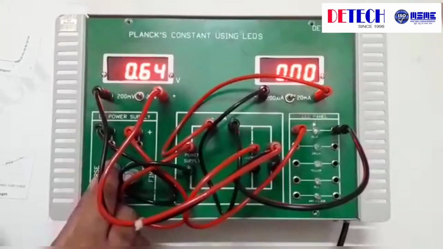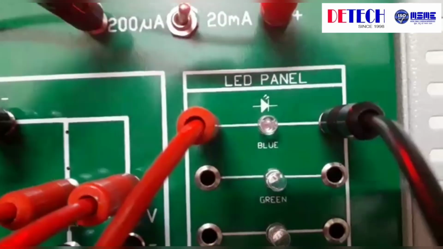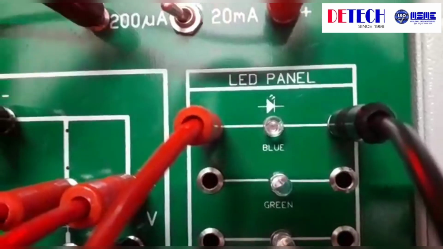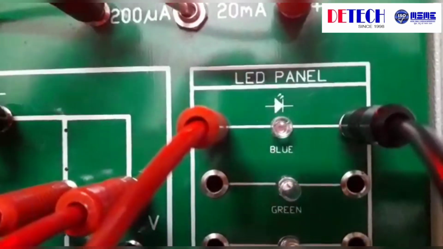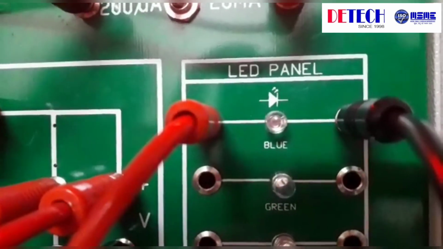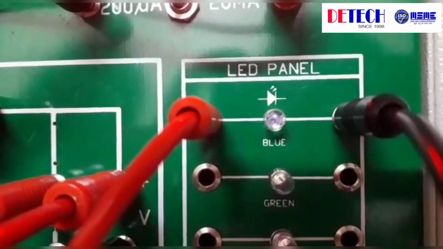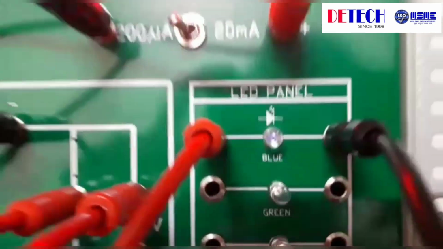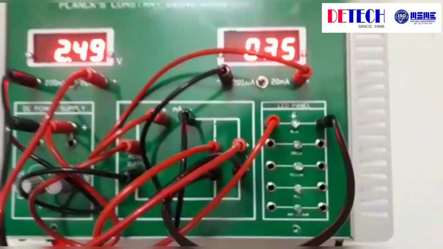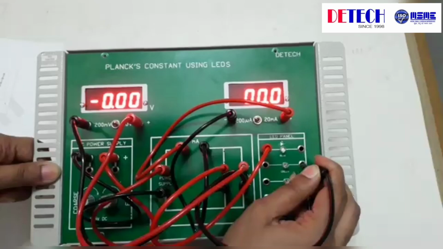So I'm increasing the voltage. Zoom in on this. Change it to 200 microampere for measuring the current when it just starts to glow. So it starts to glow now. So it is at 2.5 volt or 2.49 or 2.5 volt, and the current is 3.5 microampere. Okay. Make the 0 and now move on to the next one, that is green.